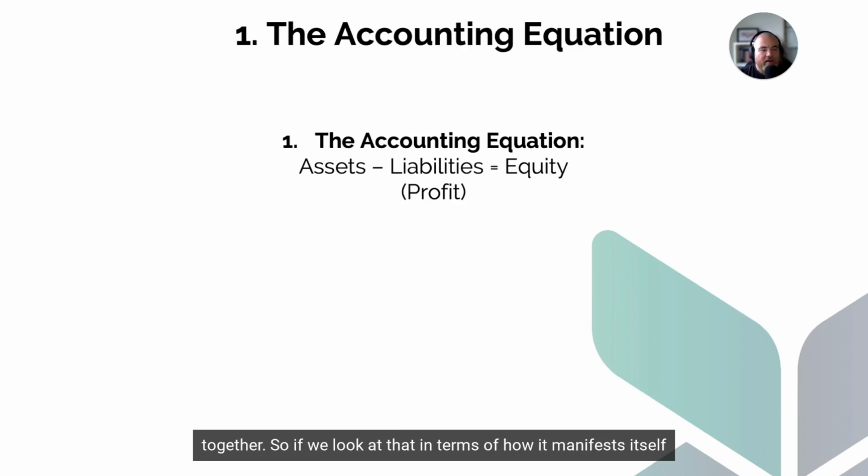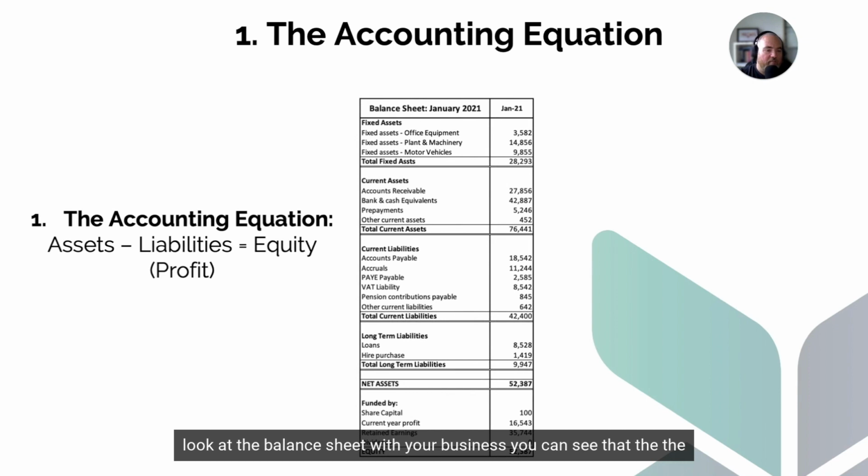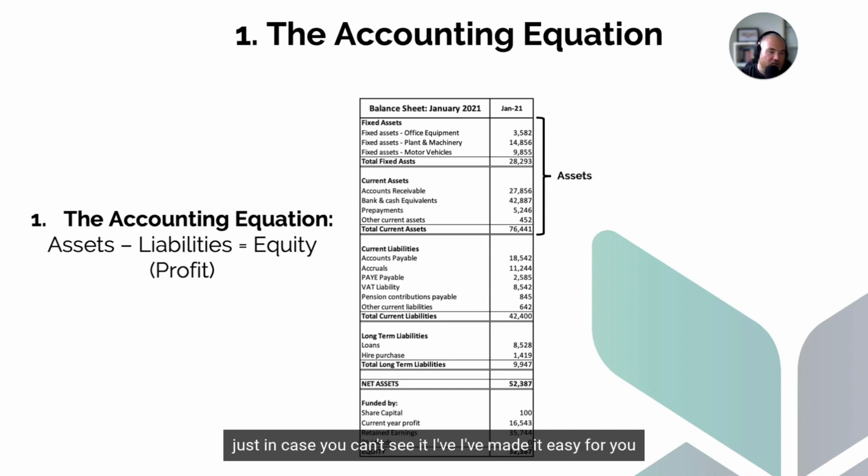So if we look at that in terms of how it manifests itself in your business, you can see it in your balance sheet. If you look at the balance sheet of your business, at the top, and this is a standard layout everywhere, you've got your assets, then the liabilities, then the equity. You can see that in the headings in this balance sheet. But just in case you can't see it, I've made it easy for you.